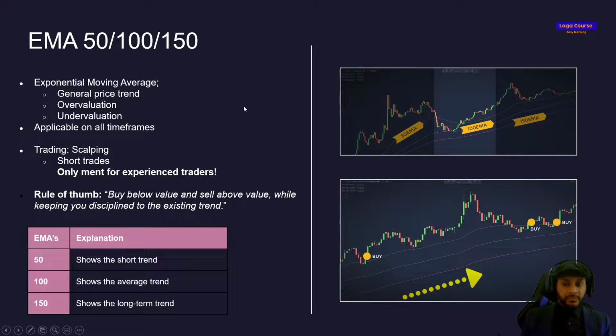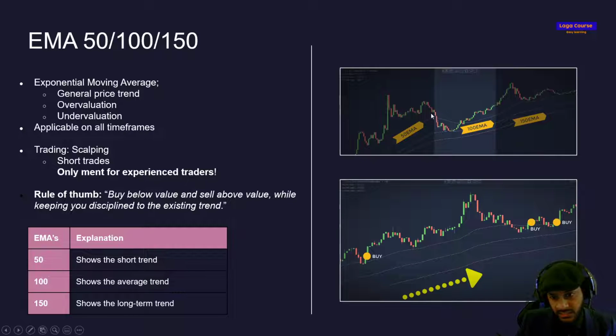So the EMA stands for exponential moving averages. It's the general price trend. You can determine if it's overvaluation or undervaluation. You can apply this in any time frame. This indicator is more made for scalp trading, or people that want to trade on shorter time frames, which is called scalp trading. But the rule of thumb is buy below value and sell above value. Keep you disciplined to the existing trend.